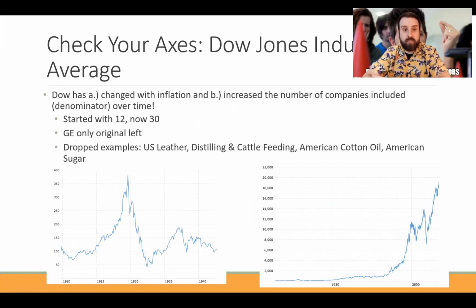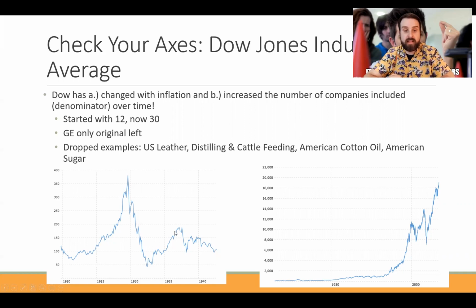The last major thing I want to talk about is always checking your axes. So if I showed you a plot of the Dow Jones Industrial Average, the stock market, from 1920 to 1940, you would see quite a bit of little perturbations here. And it would look like it went up a lot and then it went down a lot. But check out the axes. It's only running from 100 to 400.